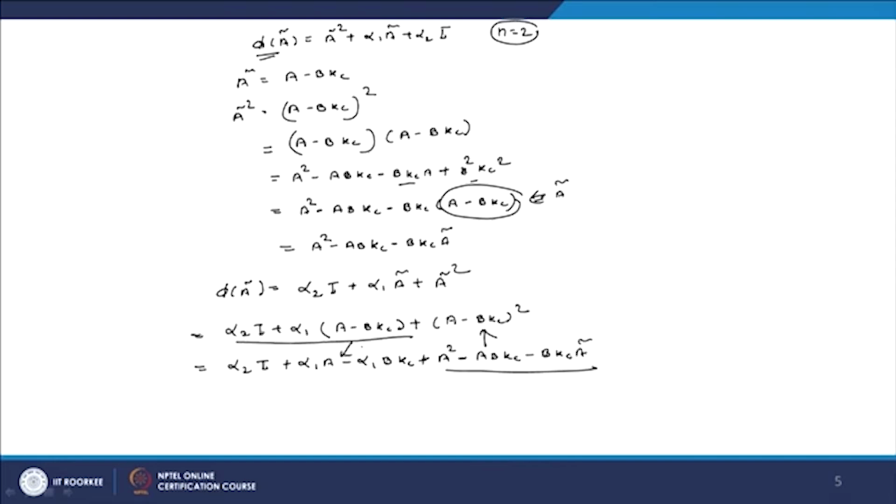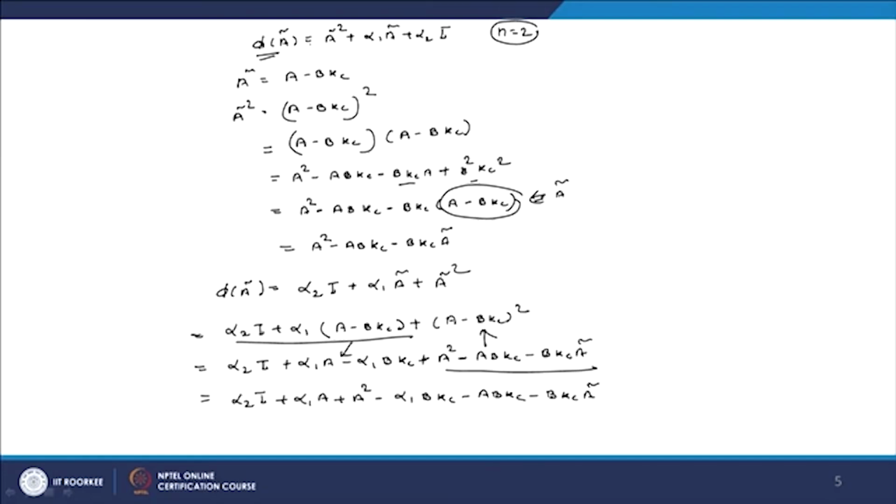Now, again we simplify these equations. So, we will get alpha 2 into I plus alpha 1 into A. Now, what we are doing, the terms concerned with the A we have taken on one side, particularly we have taken alpha 2 I, alpha 1 A plus A square. Now, here alpha 1 B into Kc minus AB into Kc minus B Kc into A bar.